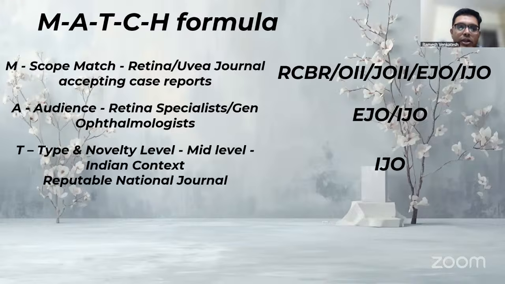When you look at the type and the novelty level, you would realize that this is a mid-level case report, because it already talks about a complication which has been reported 202 times in PubMed itself. The case is relevant because of its Indian context, and therefore now you start looking at it as: I want to probably publish it in a reputable national journal, and therefore that is where I try to further funnel down my choices of journals to IJO.